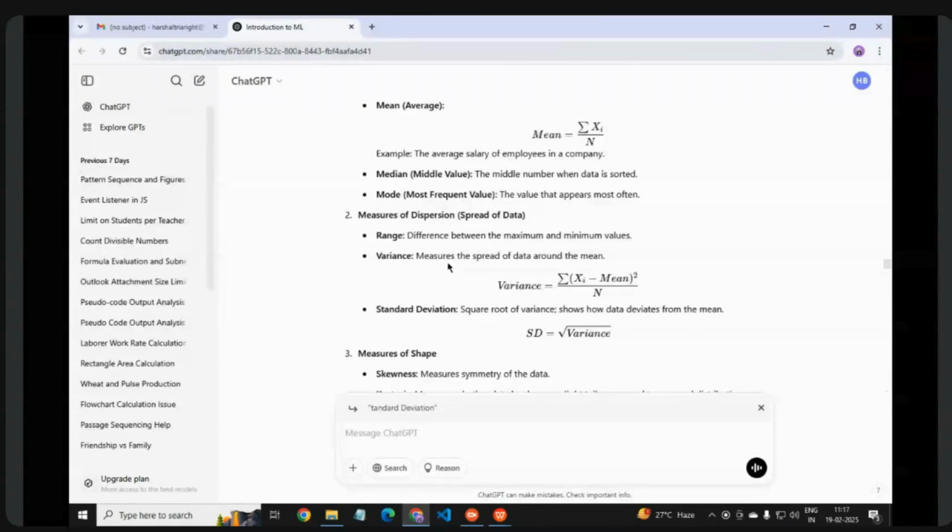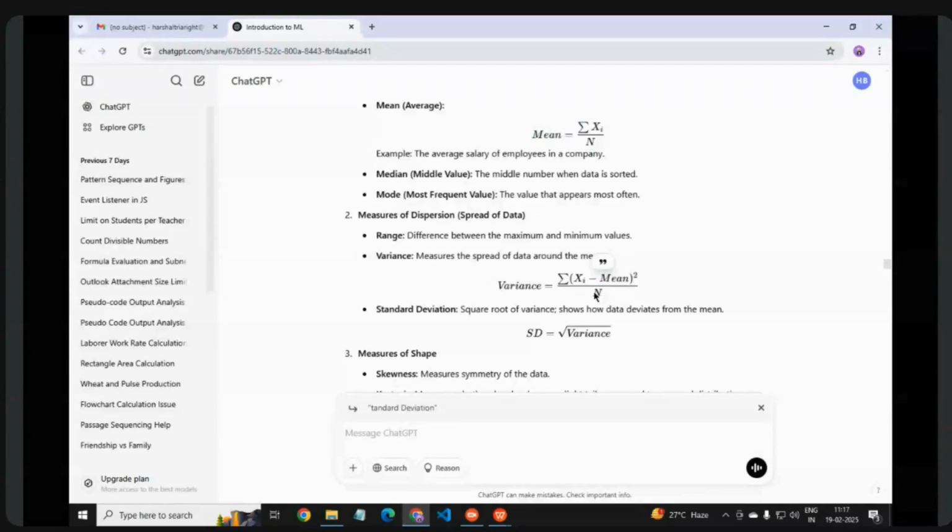Variance measures the spread of data around the mean. We have to measure the spread of data around the mean. Say there are five numerical data, 1, 2, 3, 4, 5. Here first it goes 1, then we find the mean. We already found the mean, so that mean value we have to put here.